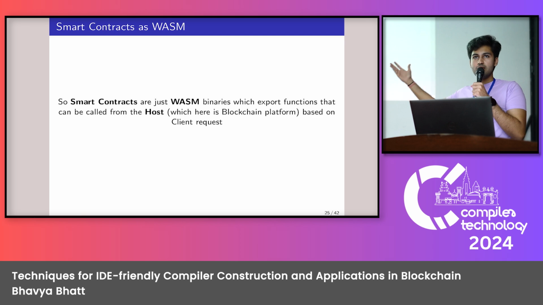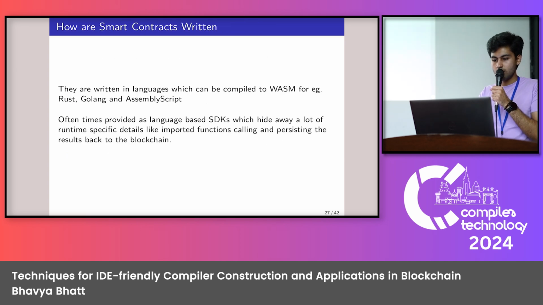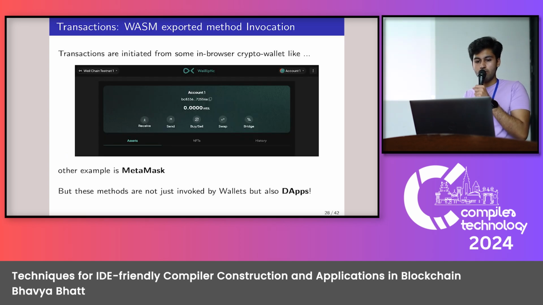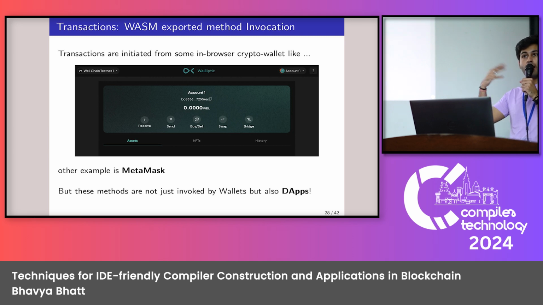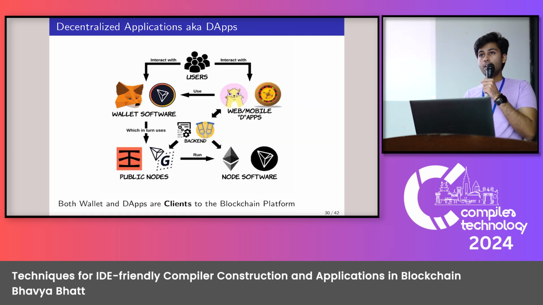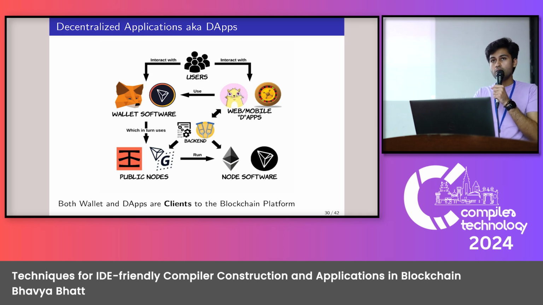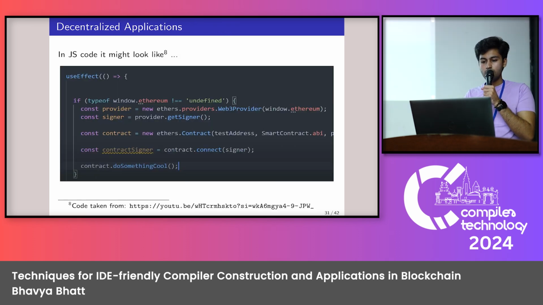For example, this is one kind of specification of a smart contract, and these are the methods it should expose. I'm moving a bit fast, short of time. The methods can be called by what we call clients. Clients can be a crypto wallet, a decentralized application, or a CLI provided by the developer. It can be any client which needs to interact with the blockchain and execute a smart contract.